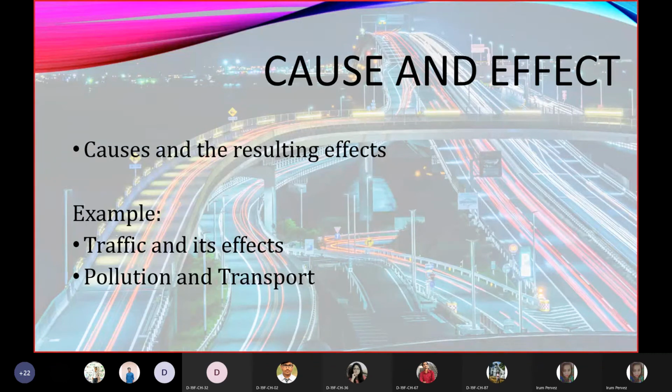Please let me know if cause and effect is clear, or if you have any question, please write it down. If you have any question, please write it down. And if it is clear, please let me know.